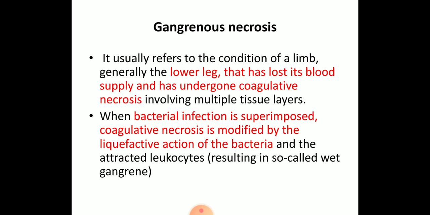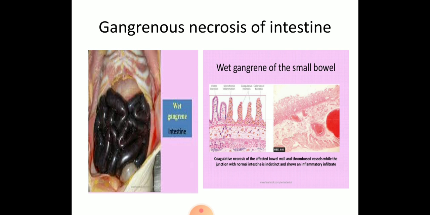Gangrenous necrosis. It usually refers to the condition of a limb, generally the lower leg, that has lost its blood supply and has undergone coagulative necrosis. Remember, coagulative necrosis is caused by blockage of blood flow. When bacterial infection is superimposed on coagulative necrosis, it is modified by liquefactive necrosis and attracts leukocytes. So ultimately the dry gangrene is replaced by wet gangrene.